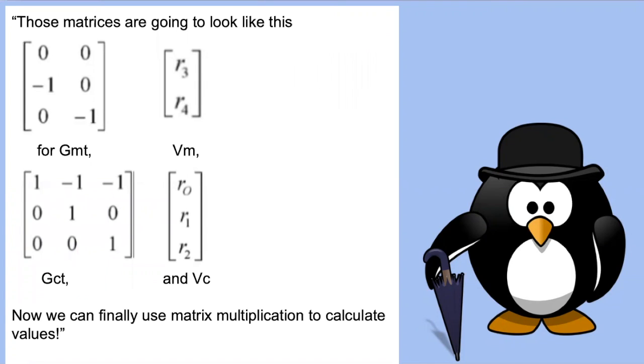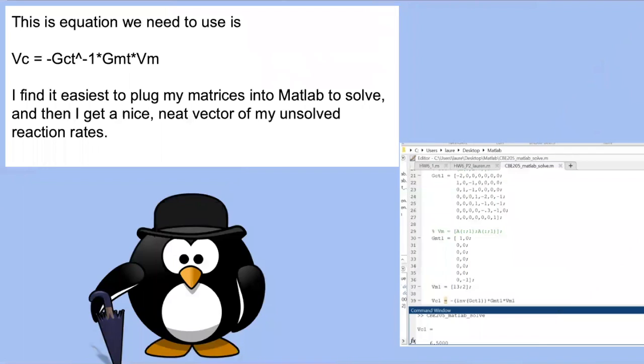Now we can finally use matrix multiplication to calculate our values. This is the equation we will be using. I find it easiest to plug my matrices into MATLAB to solve, and then I get a nice neat vector of my unsolved reaction rates.